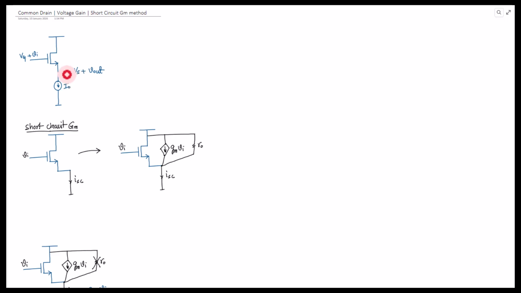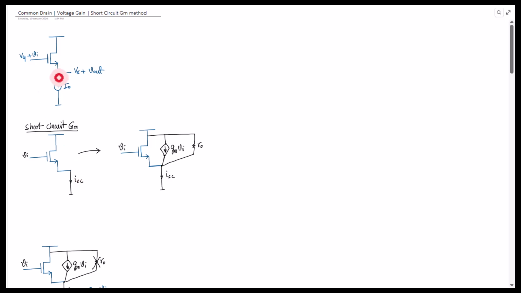Of course, we need to bias the transistor with a current source here, or you can also bias it using a voltage source. Here I'm considering an ideal current source I0. Now, as I said, I will apply the short circuit Gm method to calculate the voltage gain. Firstly, we need to calculate the short circuit current from the output.